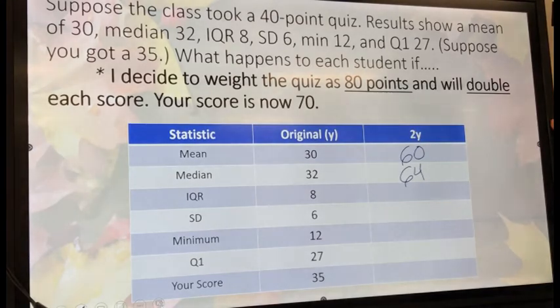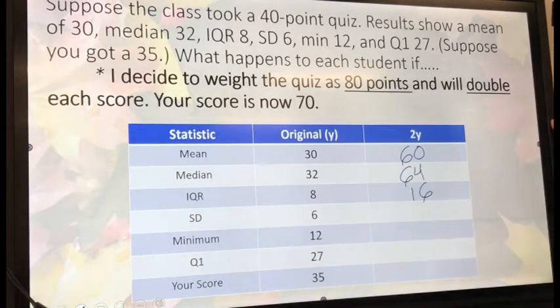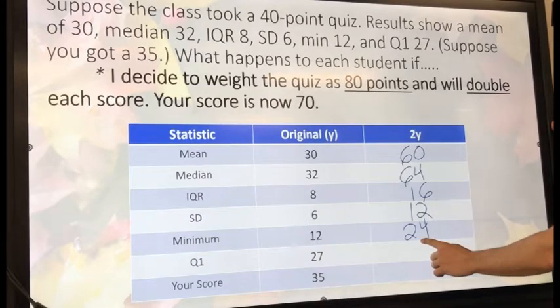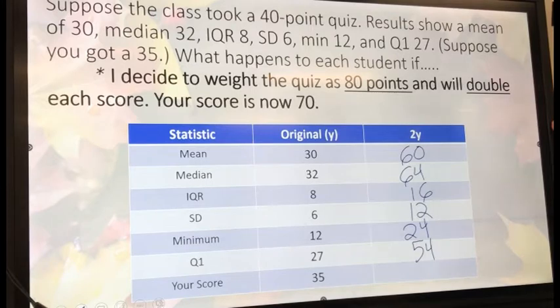IQR, does it change? Yes. It also doubles. It becomes 16. Standard deviation becomes a 12. And then minimum, 24. Q1, 27 times 2, 54, thank you. And 35, your score is now a 70. Hey, looking better.